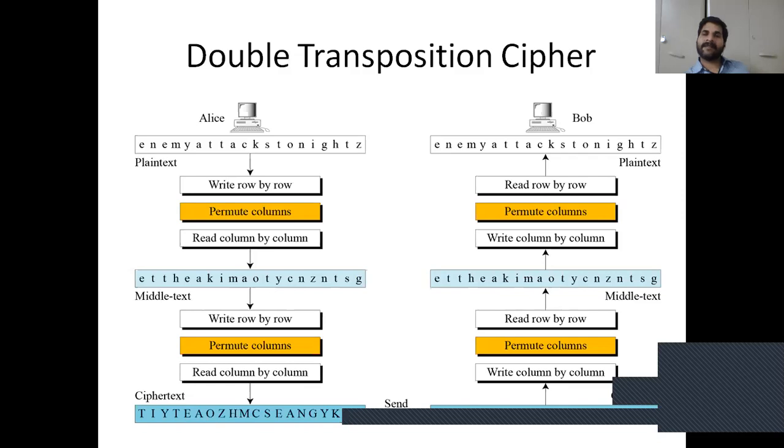After receiving the ciphertext, Bob writes it column by column, permutes the columns according to the key, reads row by row, and finds the middle text. Then we write column by column again, apply the permutation on the columns, then read row by row, and after this we find the original plain text.